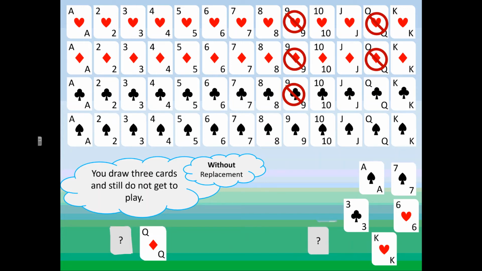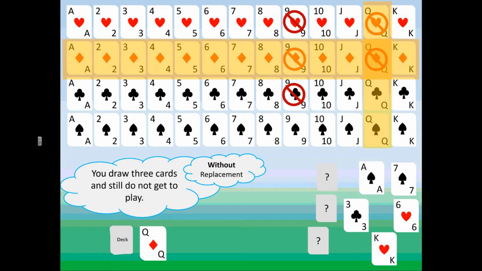You need to pull a card, or maybe 3 cards, or maybe 10 cards. Who knows how many cards you're going to need to pull? So let's take a look at the probability. Your mission is to get a diamond to play on the Queen of Diamonds, or to get a queen to play on the Queen of Diamonds.